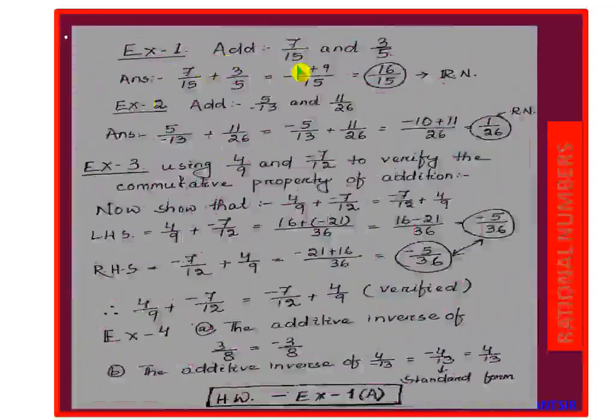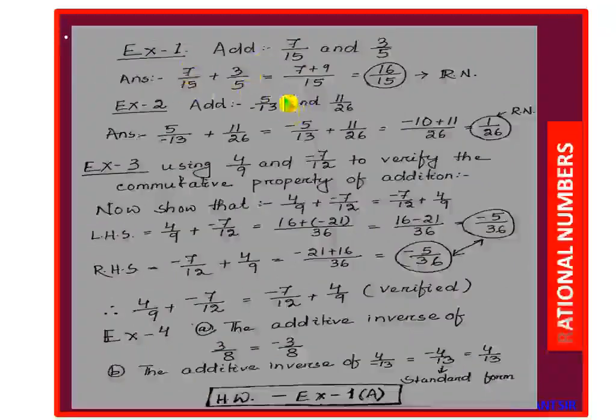Example 1: add 7 by 15 and 3 by 5. Whenever we are adding 7 by 15 plus 3 by 5, the LCM of 15 and 5 is 15. 15 divided by 15 equals 1, and 1 into 7 equals 7, we wrote. Then the plus sign. 15 divided by 5 equals 3, into 3 equals 9. Now 7 plus 9 equals 16 by 15. Whatever result we got is also a rational number. The sum of any two rational numbers is also a rational number.